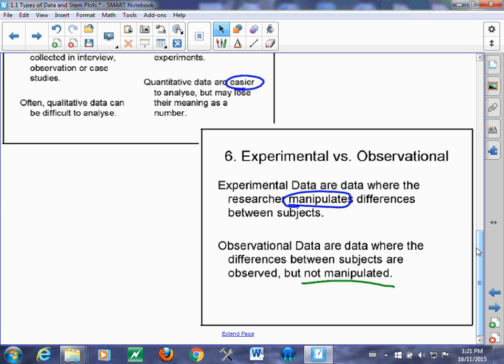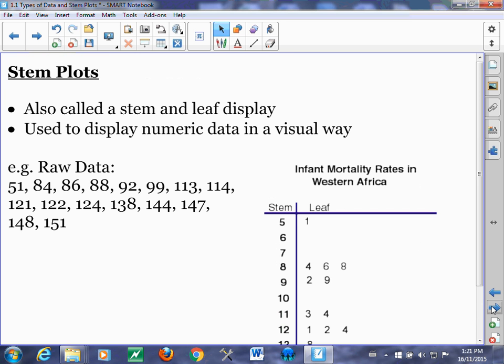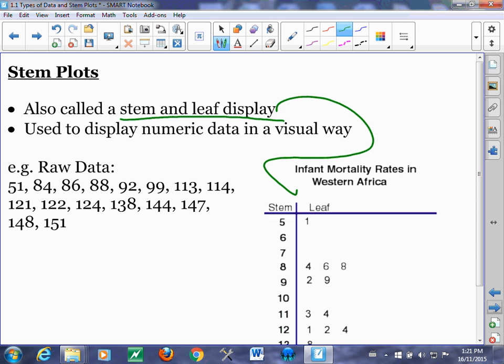All right, so that's all the different types of data classifications, folks. Let's go on to what's called stem plots. It's a new way to organize data. I'm sure many of you have not seen this before. Stem plots are also called a stem and leaf display, and that's written in the diagram because here's an example where you break it down into the stem and the leaf, and it's used for numerical data in a visual way.